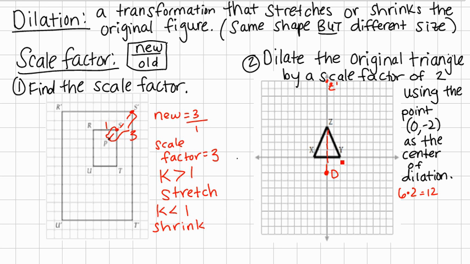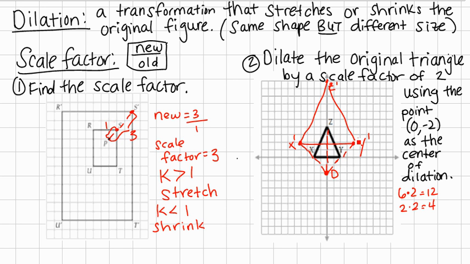And then I'm going to look at my Y. It is a diagonal distance of 2. So it's going to be a diagonal distance of 4 away. So 1, 2, 3, 4. So my Y prime will be there. And then I'm going to look at my X, and it is 2 away also. So it's going to be 4 away from my center of dilation. So X prime is going to be right there. And then I'm going to draw my new triangle.